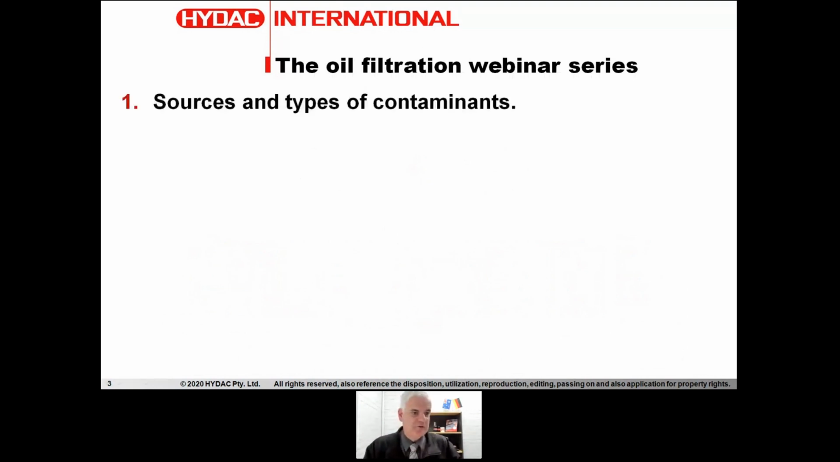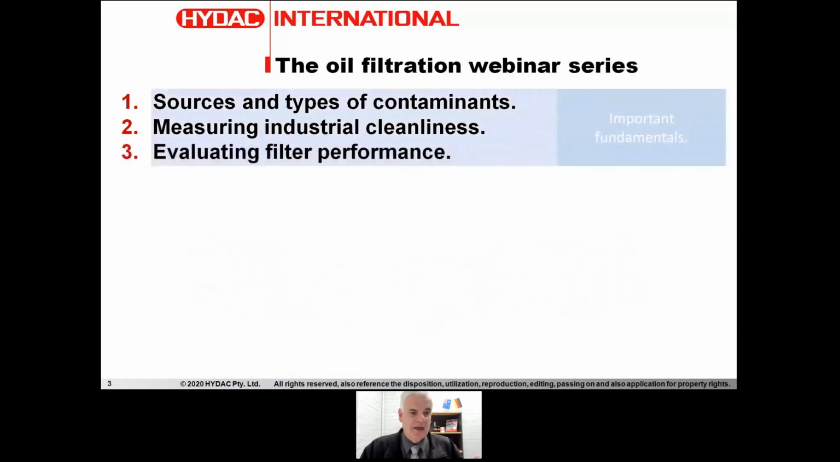This is entry level. So sources and types of contaminants as a subject today, measuring industrial cleanliness, the standards and so on and how they're applied, and evaluating filter performance. So these are the important fundamentals that you need to understand before we can talk about filtration more properly.